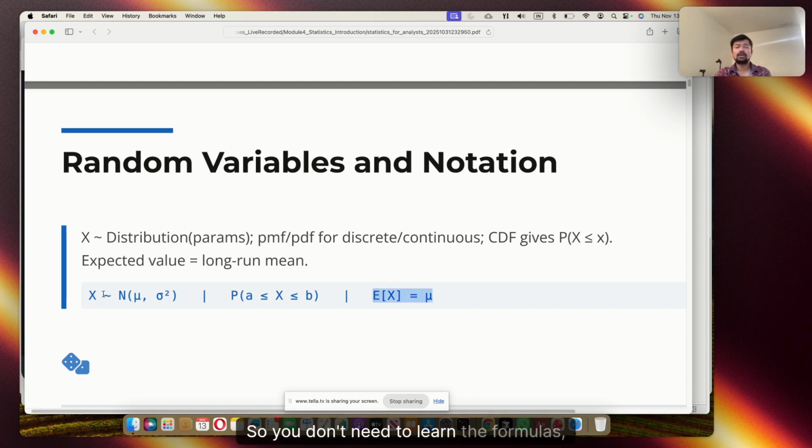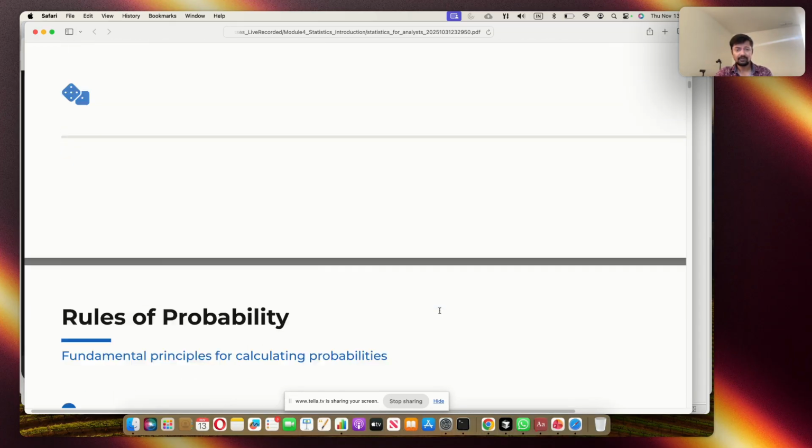You don't need to learn the formulas, you just need to learn these key variables which we are talking about. What is a random variable, what are the notions, how you define them from the total distributions, from the discrete and continuous distributions, and from the expected values, which you compute from all the datasets as a long run mean. And if you remember, we computed the mean by taking the cumulative sum and dividing by the total number of instances we have.